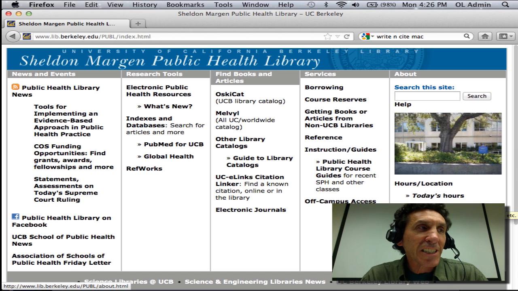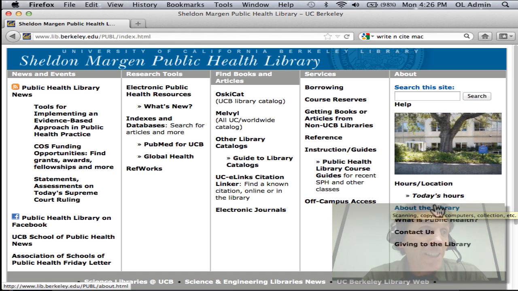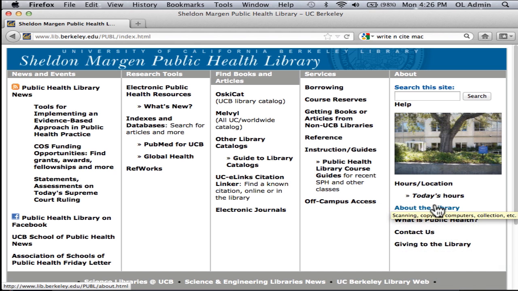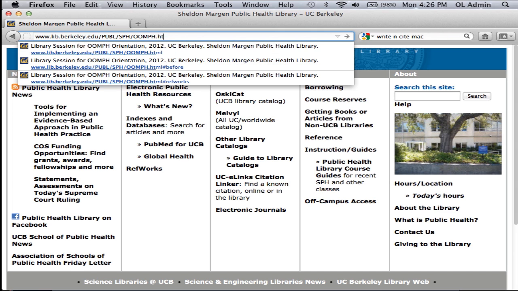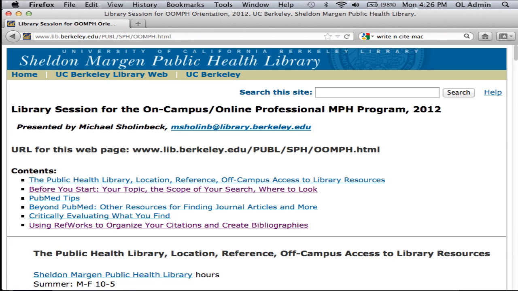Welcome to the second in a series of library modules to introduce you to the resources available to you, how to find and evaluate them. I'm just going to be scratching the surface here again, so come back to the web page and take a look yourself. I'm starting from the library homepage, but I'm going to go ahead and navigate again to the OOMPH page. The URLs are on your email, and here's the URL to this page here.